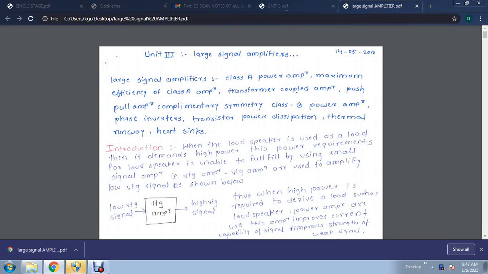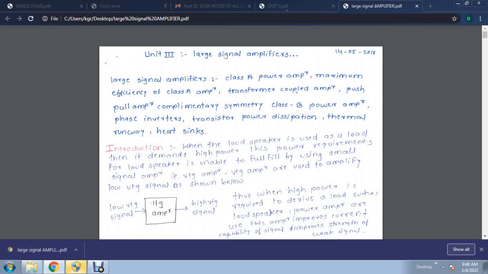The large signal amplifier consists of the Class A power amplifier, maximum efficiency Class A amplifier, transformer coupled amplifier, push-pull amplifier, complementary symmetry Class B amplifier, Class B power amplifier, base inverter, transistor power dissipation, thermal runaway.